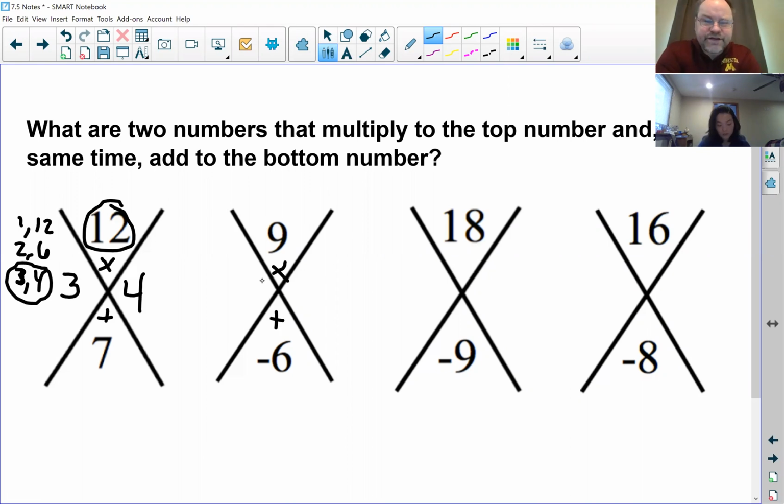and add to -6. Excellent, excellent. So in this case, they add to a negative but multiply to a positive, so both numbers are negative. And in this case, both numbers are -3.